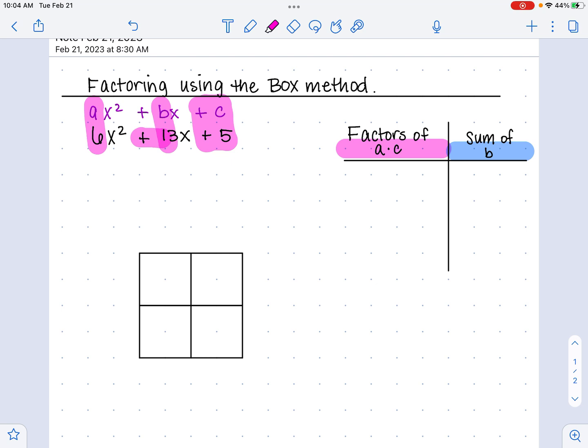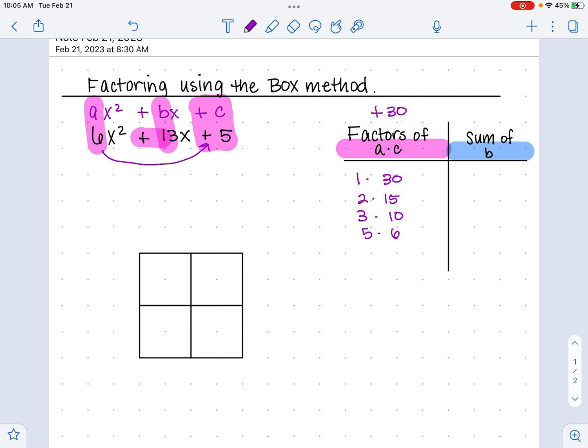The first thing we want to do is find the factors of A times C. So we multiply 6 times positive 5, which gives us a positive 30. We want to find all the factors of 30. I'm going to start writing them out: 1 times 30, 2 times 15, 3 times 10, and let's try 5 times 6. If we keep going, it's 6 times 5, which repeats, so we can stop here. These are all the factors.